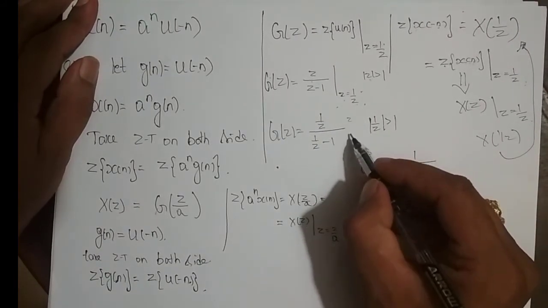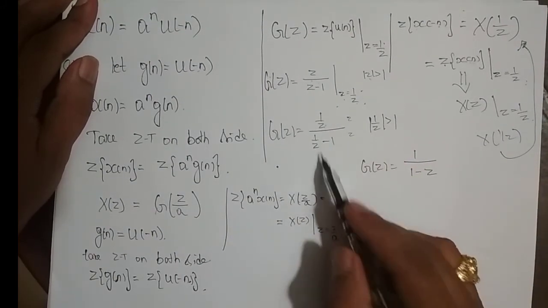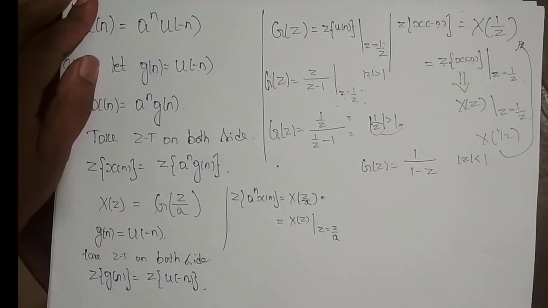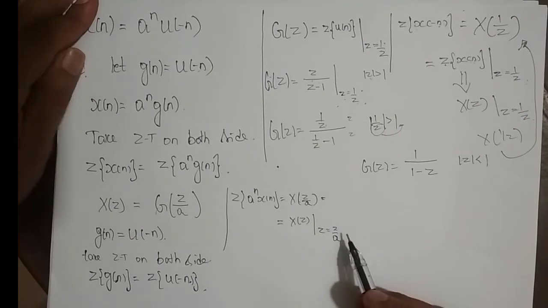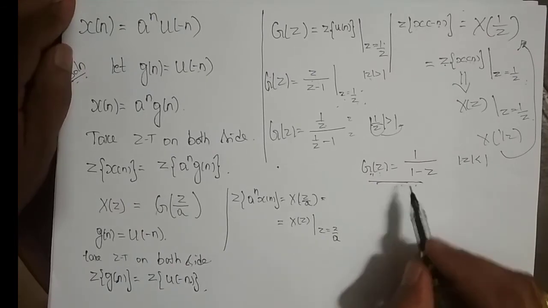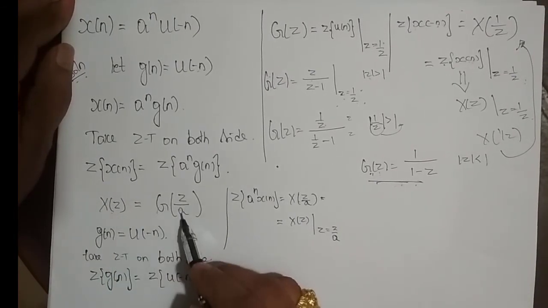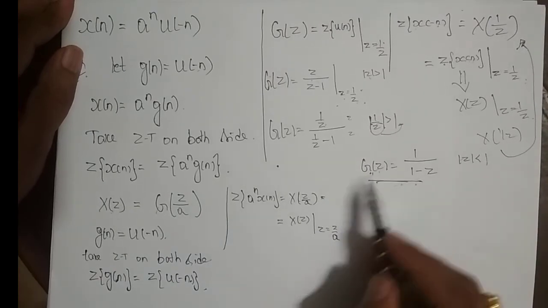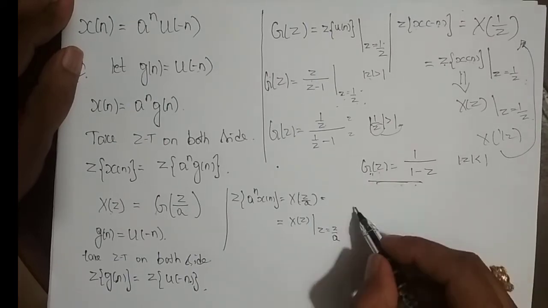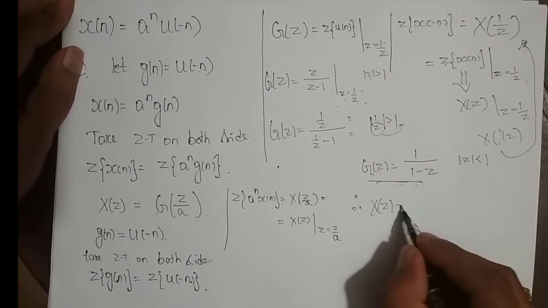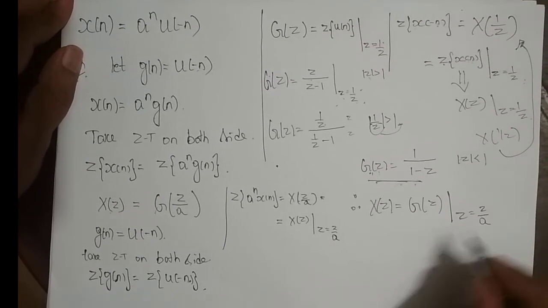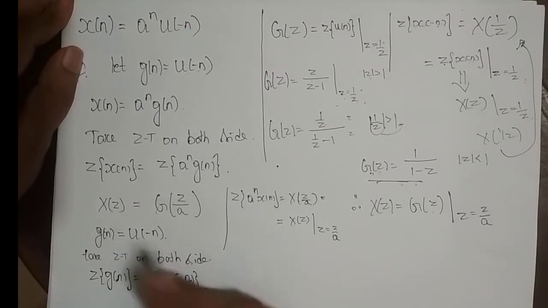If I multiply numerator and denominator by z, these two cancel out, so I get 1 by z, and if this z goes to the other side, magnitude of z is less than 1. Now I got G of z. But what am I trying to find? X of z, and X of z is G of z by a. Since I got G of z, I can get G of z by a just by replacing z by z by a in this equation. So X of z is equal to G of z at z equal to z by a.